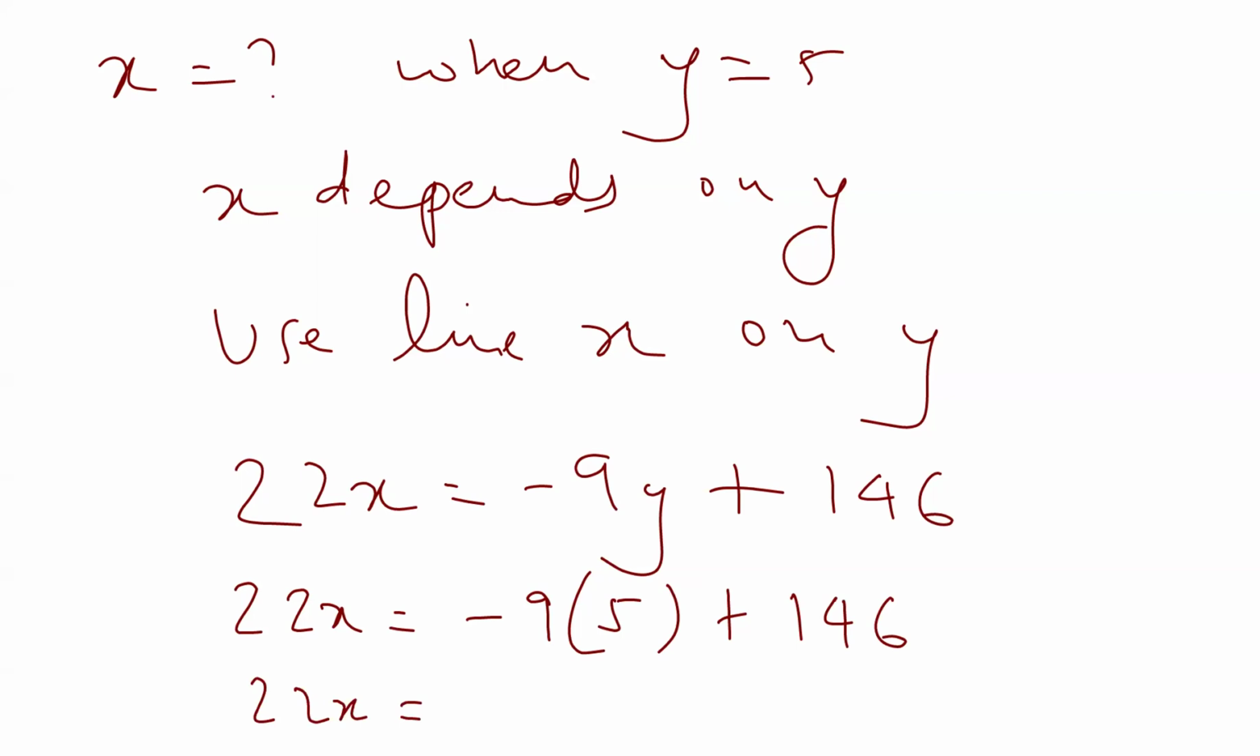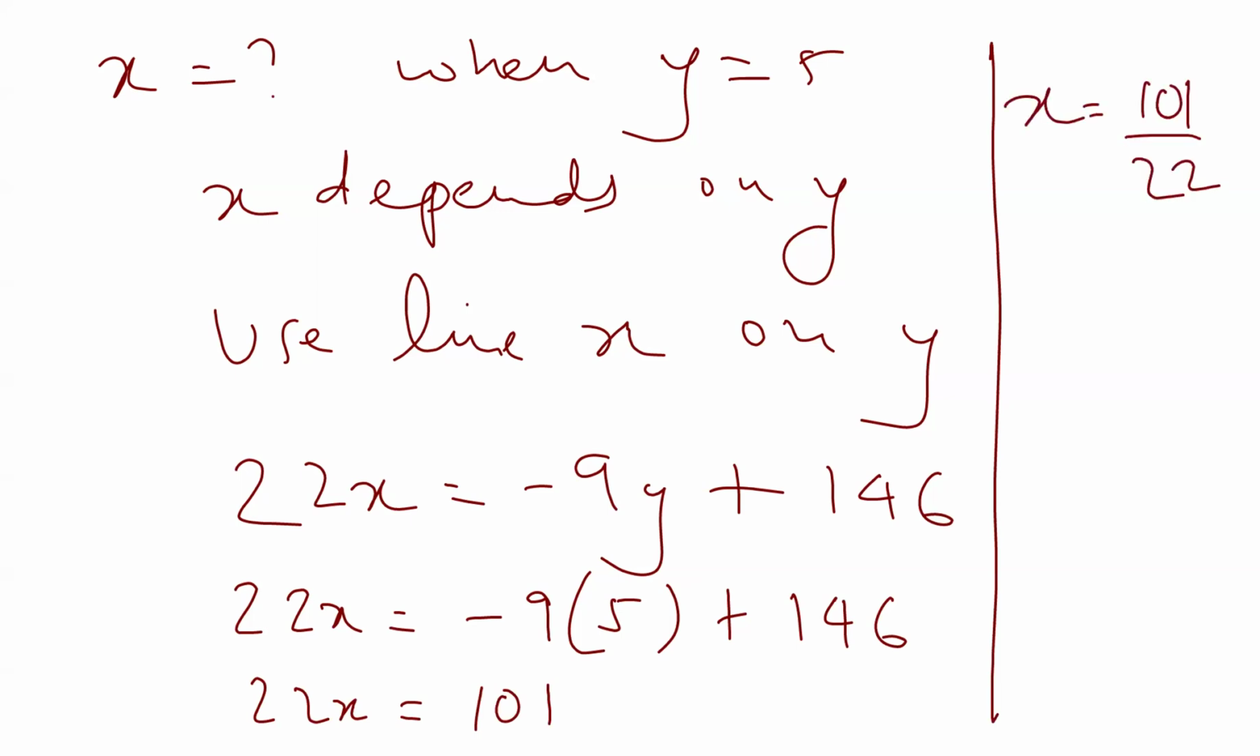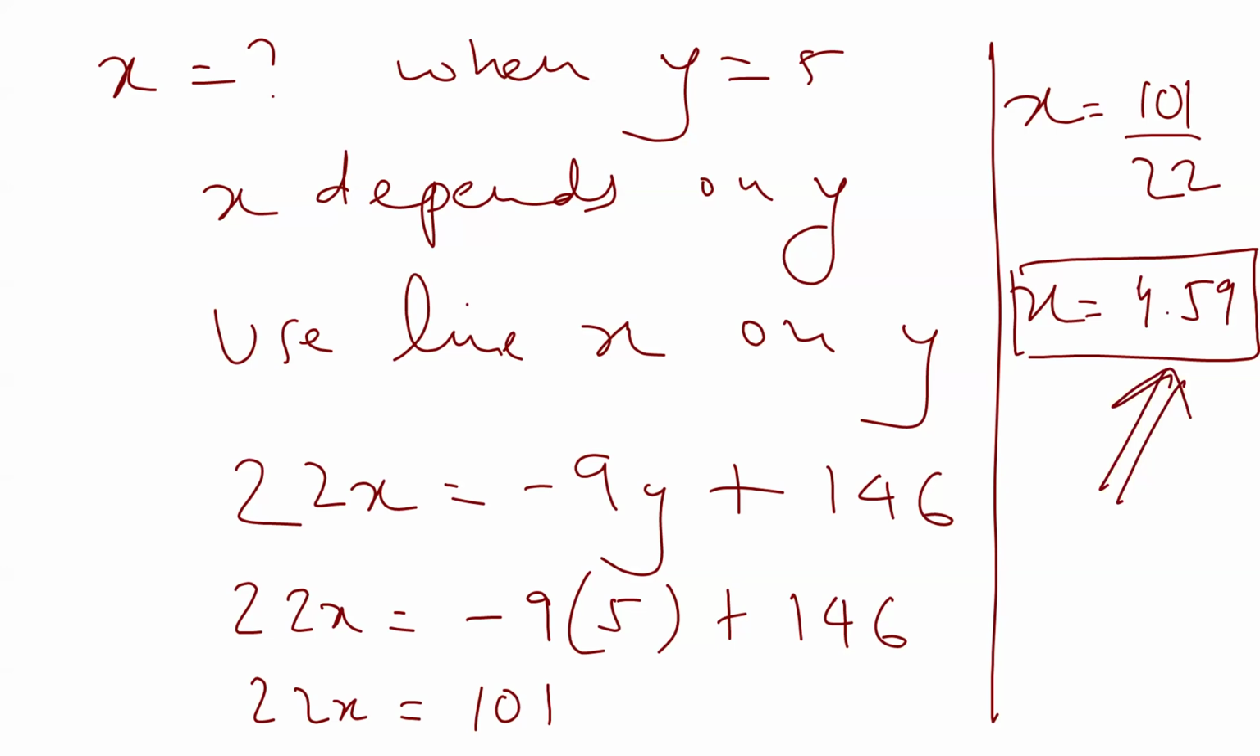So 22x is equal to 146 minus 45, right? Which is equal to 101, and x is equal to 101 upon 22. Now this is the estimation. So now for the final answer, you can just divide this. 101 divided by 22, so the answer is 4.59. Keep it up to 2 decimal digits, right? So that was your question number 10.